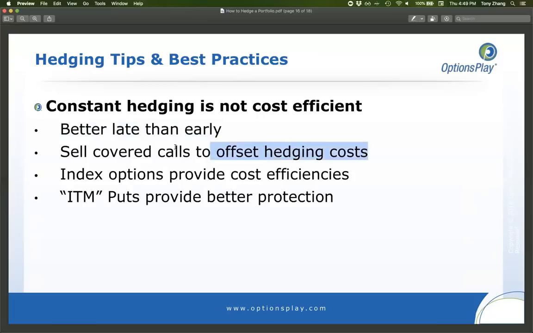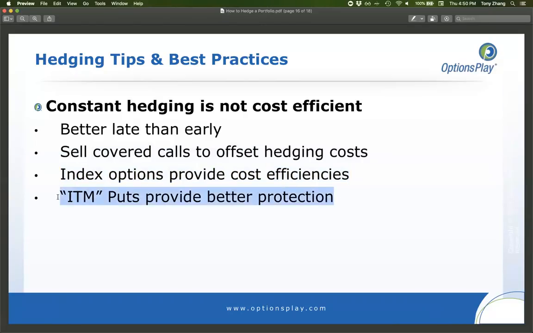Another thing is you can offset the cost of hedging by selling covered calls on your portfolio. If you're buying protection and it's costing you 1% to 2% of your portfolio, you can sell some covered calls and try to recuperate that 1% to 2% back. Especially if you feel the market's going to correct, you can get pretty aggressive with your covered calls and collect close to the premium that you're paying to buy that put option. Lastly, index options, in my opinion, provide some cost efficiencies if you have a relatively larger portfolio. And this is my personal opinion, it depends on your outlook of the market as well.